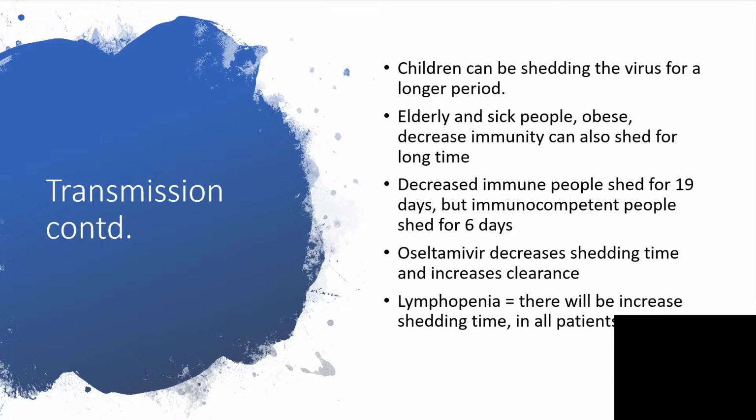So if you have someone that is on chemotherapy around you, or with diabetes mellitus, or HIV, or anything that draws immunity, and the individual is now infected with influenza A or influenza B, well, you have to take extra precaution because for a longer period of time, the individual could be shedding it.